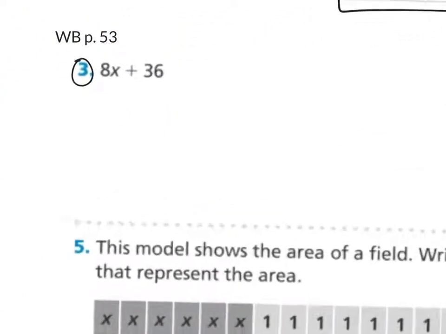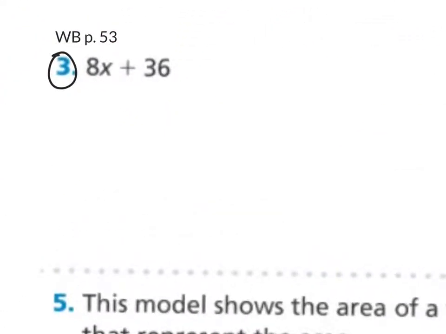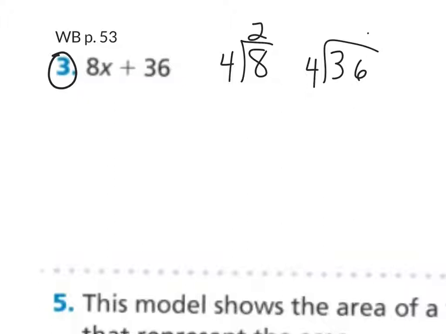So if we look at number 3, they took the training wheels off here, so we get to do the work on our own a little bit more. With this one, we're going to look at the numbers first and see what those have in common. The highest number that the 8 and 36 both have in common would be 4. One thing you can do to test that, if you're just guessing a number, is divide both of them by 4, and 2 and 9 is what we would have left at that point.